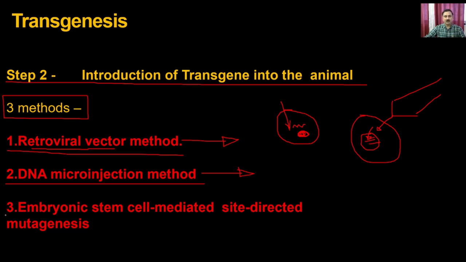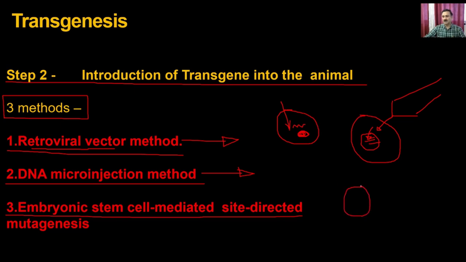The third is that you can use the embryonic stem cell mediated transfer. So in that case, you can take the embryonic stem cells, and then you introduce the DNA of your choice, and that's how the embryonic stem cells can be differentiated into the different types of cells, and then you can implant those cells into the animal, and that's how you can develop the transgenic animals.